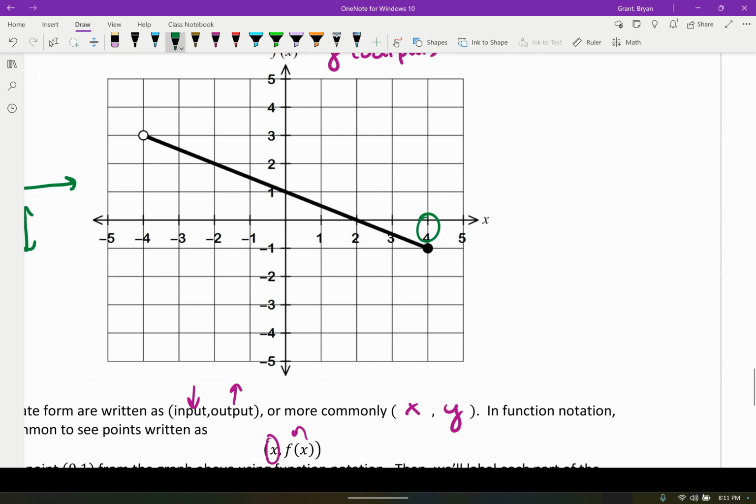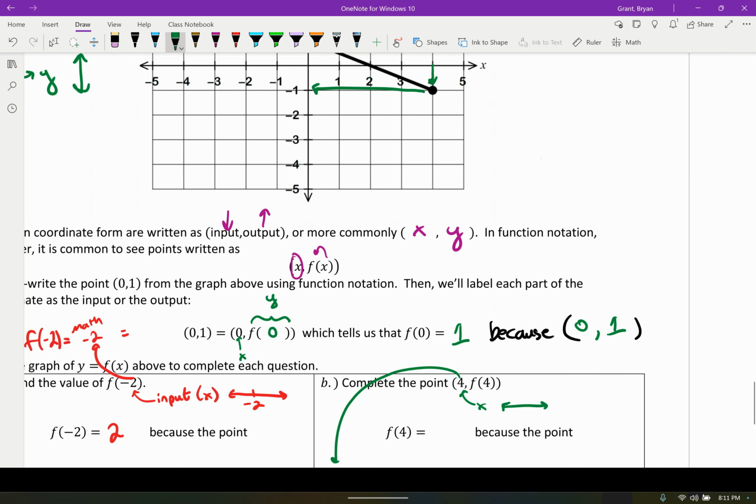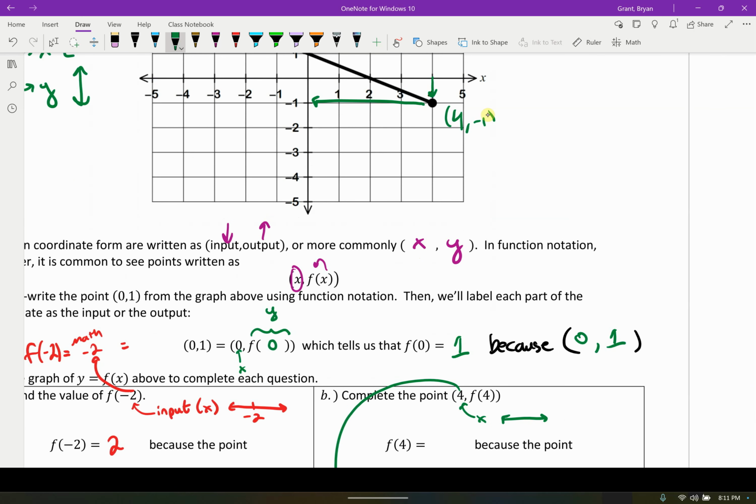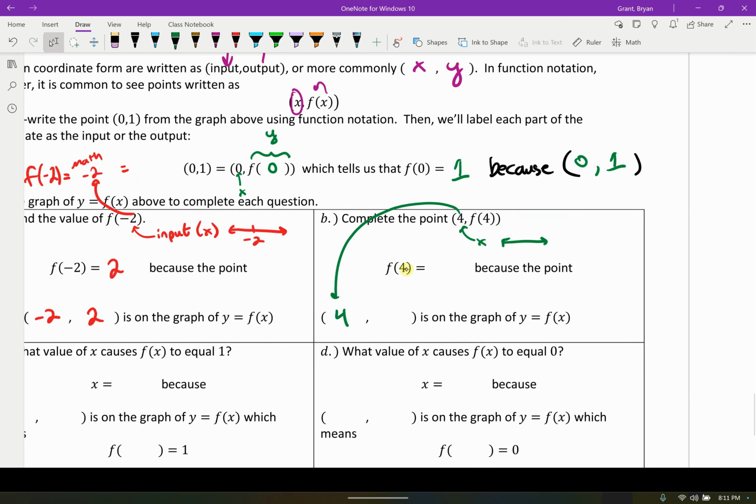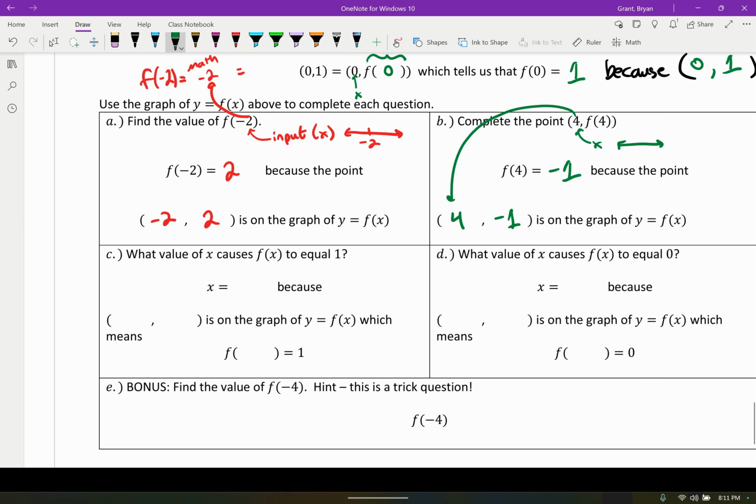And then ask ourselves, does any point on this line have an x value of 4? And the easiest way to do it is to say x is 4, we go down to find the graph. And what is the y value that corresponds? That's negative 1. And of course, this is the point (4, -1). So we know since (4, -1) is on the graph, then f of 4 created the output negative 1. Let's look at a couple more.